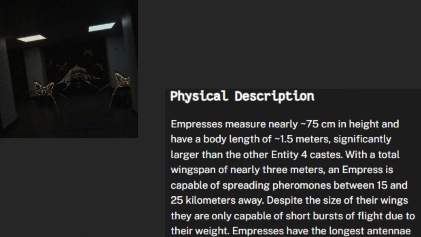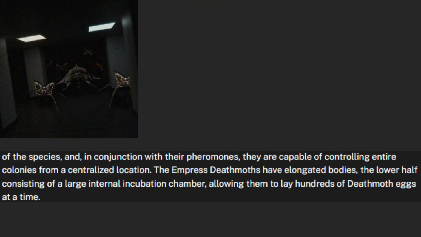Empresses have the longest antennae of the species, and, in conjunction with their pheromones, they are capable of controlling entire colonies from a centralized location. The Empress death moths have elongated bodies, the lower half consisting of a large internal incubation chamber, allowing them to lay hundreds of death moth eggs at a time.